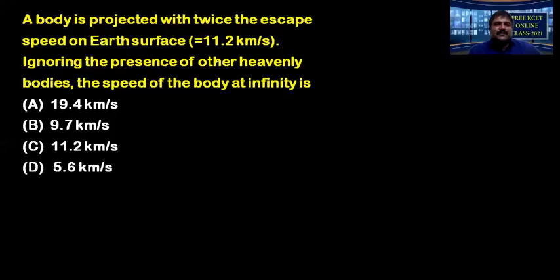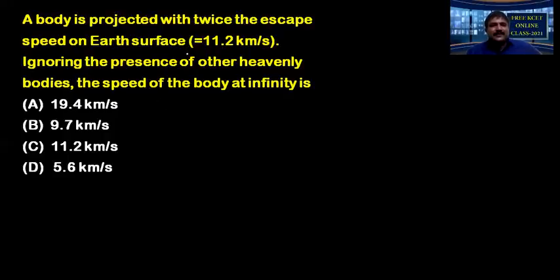The next question is a body projected with twice the escape speed on the Earth's surface. The value of Earth's escape speed is given here. Sometimes they don't give the radius of Earth, escape speed, g value, all that. Then we have to make use of standard values. Now, ignoring the presence of other heavenly bodies, what is the speed of the body at infinity?